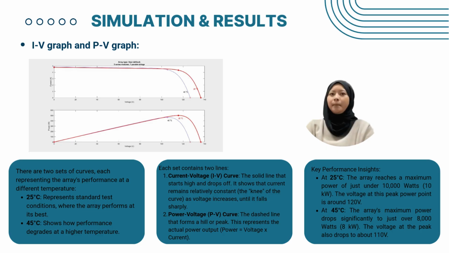The key insight is the impact of temperature. At 25 degrees Celsius, we achieve a peak power of nearly 10 kilowatts, but at 45 degrees Celsius, the performance degrades and the maximum power drops to just 8 kilowatts. This confirms that higher temperature significantly reduces a solar array's voltage and overall power output.